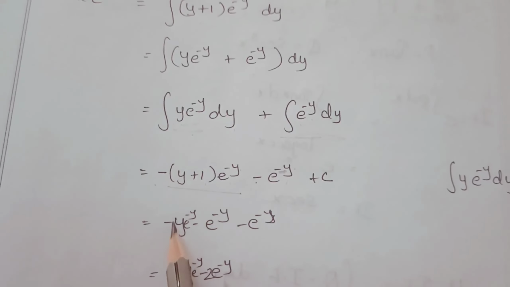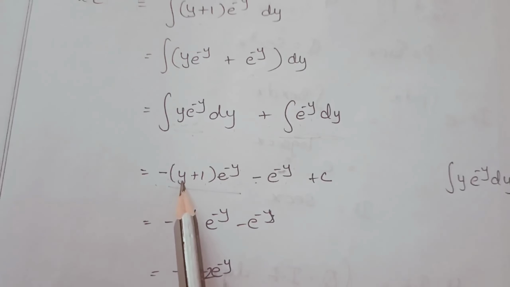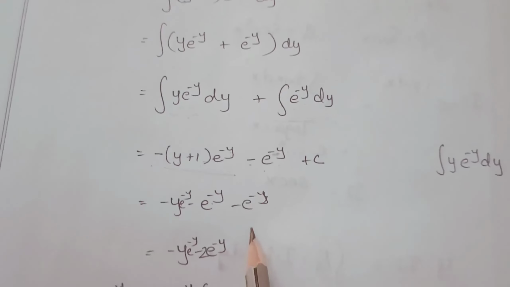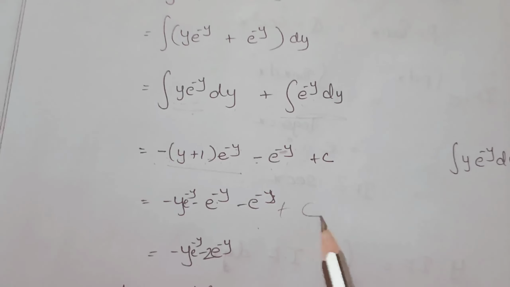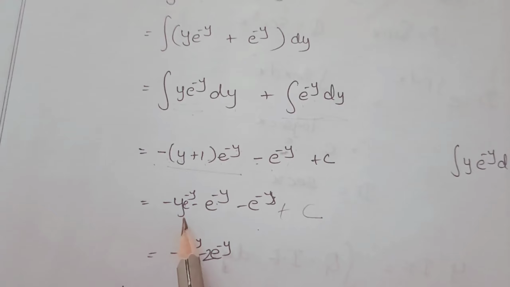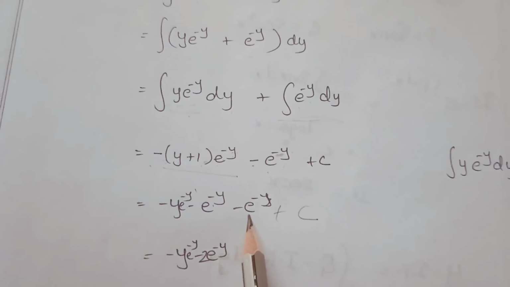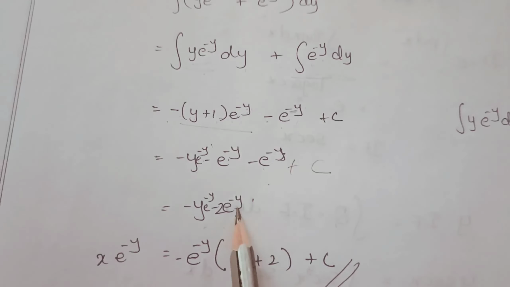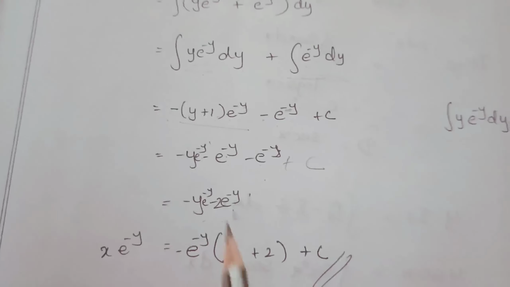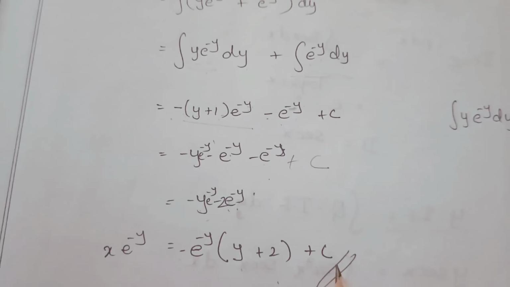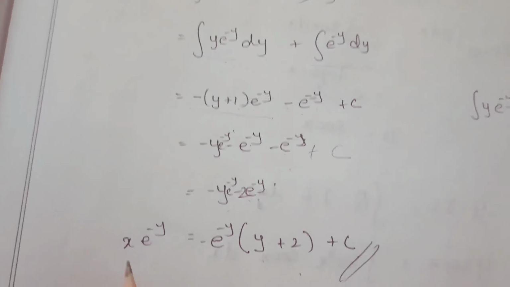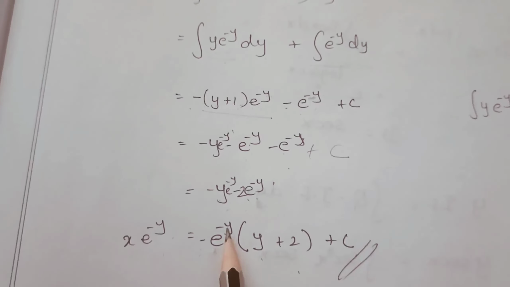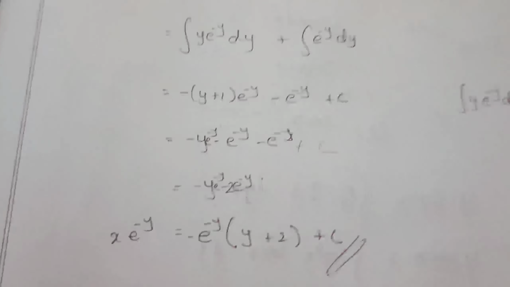Now multiply here first: minus y e power minus y, minus e power minus y, minus e power minus y. Now minus y e power minus y, they are coming 2 times, so minus 2 e power minus y. We can take e power minus y common with minus sign, so you will get y plus 2, plus c, same as it is. Okay, the final answer is x e power minus y is equals to minus e power minus y times y plus 2, plus c.